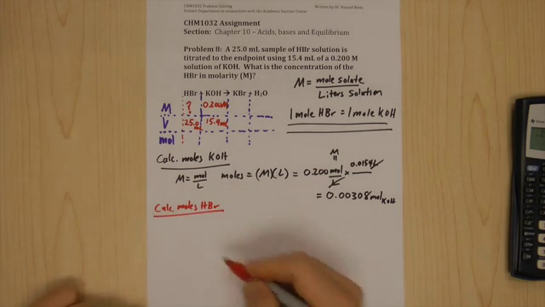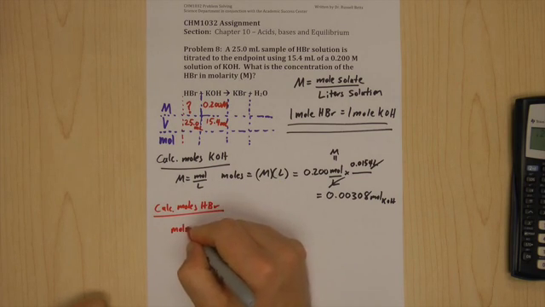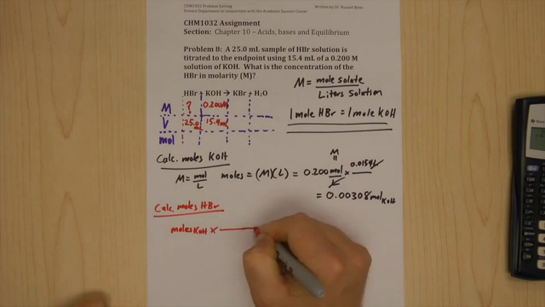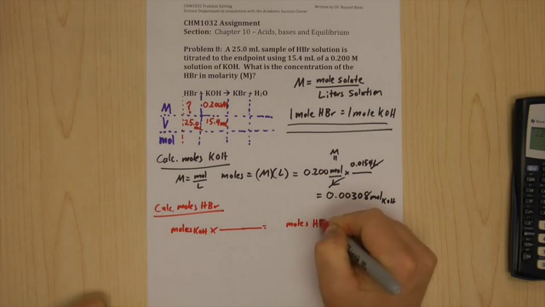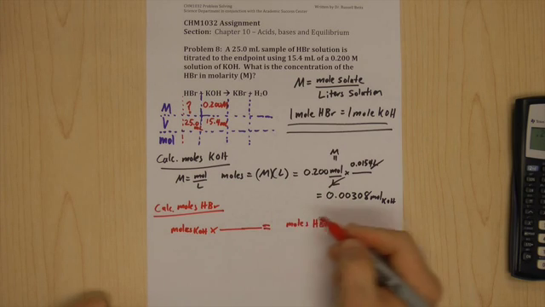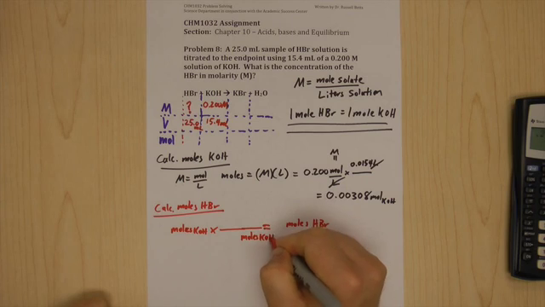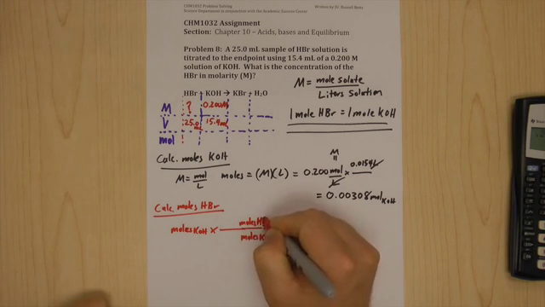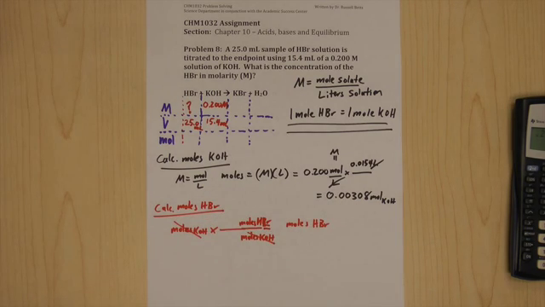Calculate moles of HBr. Well, we know the moles of KOH, multiplied by something, will give us moles of HBr. All right, so far so good, right guys? We'll put the moles of KOH right here, moles of HBr right there. Moles of KOH will cancel.